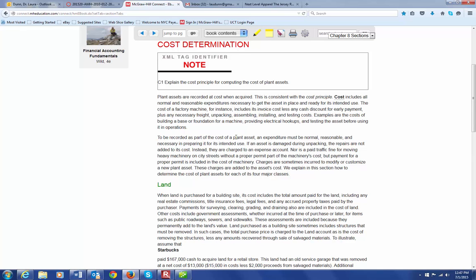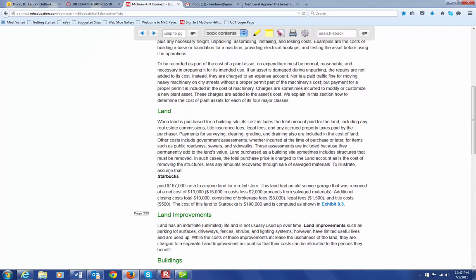So to be recorded as part of the cost, the expenditure must be normal, reasonable, and necessary in preparing for its intended use. If an asset is damaged during unpacking, the repairs are not added to its cost. Instead, those repairs would be charged to an expense account. You can read the rest of this in terms of what kind of things may or may not be.